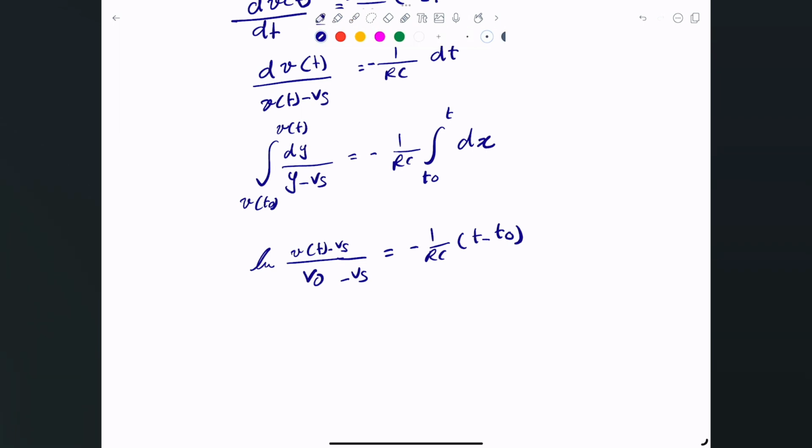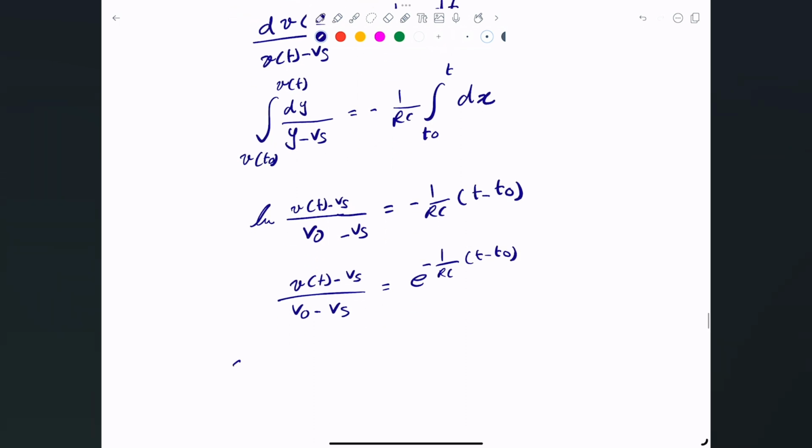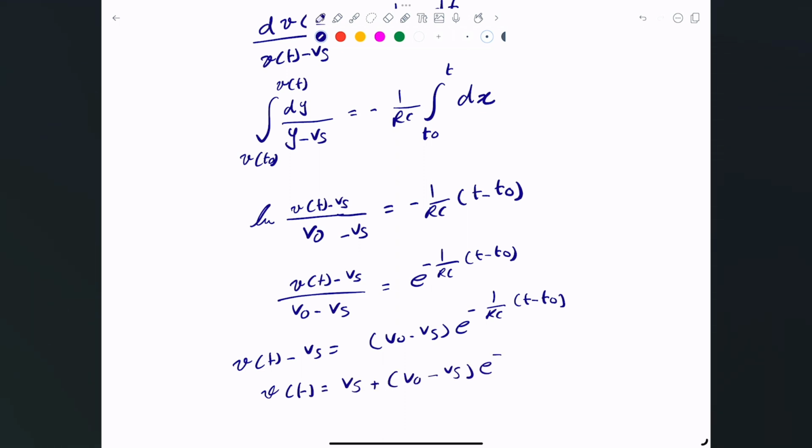All right, so now we take the exponent of both sides. What we'll end up with is v of t minus v of s divided by V0 minus v of s equals e to the negative 1 divided by, I can say tau or RC, t minus t0. All right, so what we're interested in is really v of t minus v of s equals simply V0 minus v of s times e to the negative 1 divided by RC, t minus t0. And now the final solution, which is v of t, is simply v of s plus V0 minus v of s times e to the negative 1 divided by RC, t minus t0.